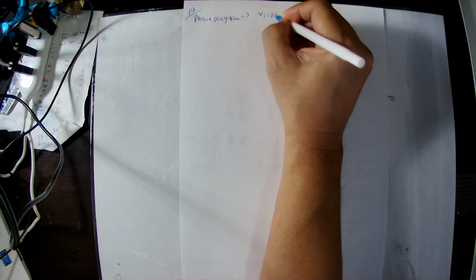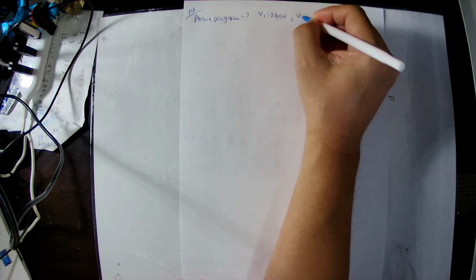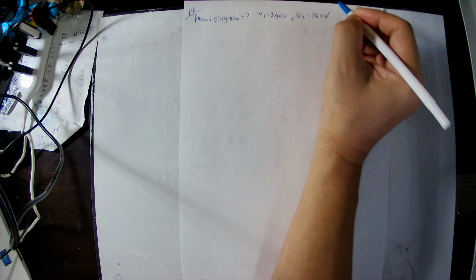We need to draw the phasor diagram of the voltage value. In this case, V1 is 240 volt and V2 is 180 volt. V1 240, V2 180 volt we got. V1 leads V2 by 50 degree.